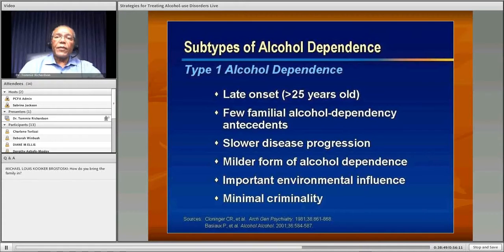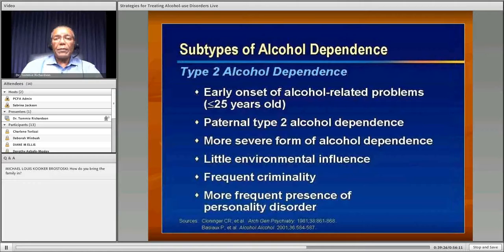The subtypes of alcohol dependence, I think, is important for primary care physicians to know. You look at type 1, and this is a late onset. Usually the disease starts after 25 years of age. There are few familial alcohol dependency antecedents, slower disease progression. It's a milder form of alcohol dependence. There's a very important environmental influence, and these patients will have minimal criminality.